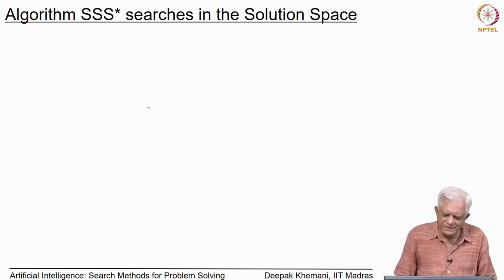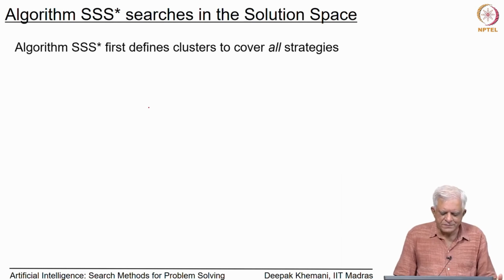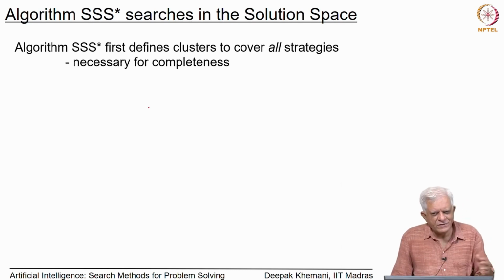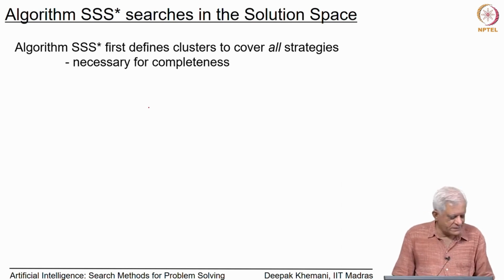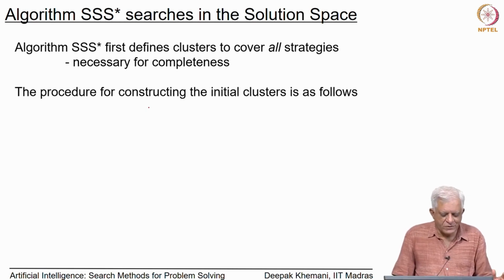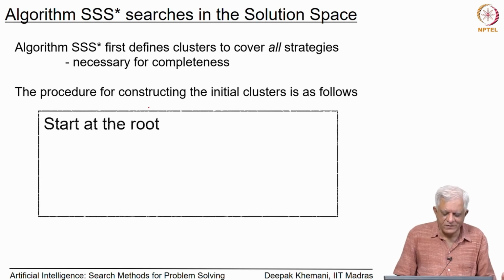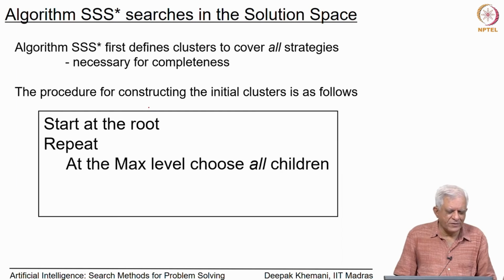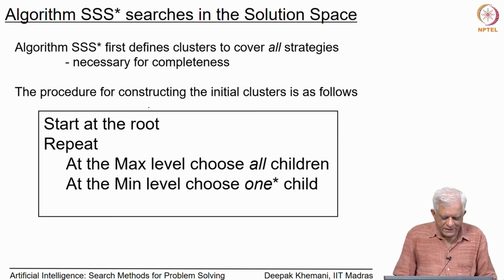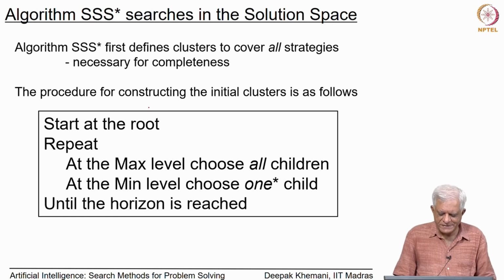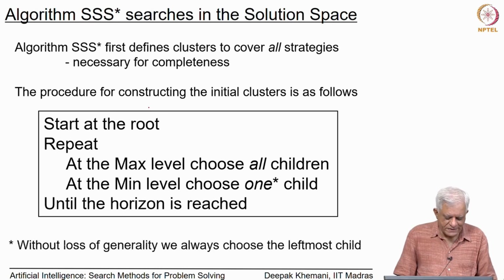Now, algorithm SSS star searches in the solution space, in the space of strategies, and it does the following. You first define clusters to cover all strategies. Remember we said there are 8 strategies in our small tree, and we need to cover all those 8 strategies, and we had guessed that we need 4 leaf nodes to cover them. Those nodes can be found by a procedure for constructing the initial clusters, which says: start at the root and repeat the following. At the max level choose all children, because you want to cover all possible strategies, and at the min level choose one child, because you just want to have a partial strategy, and you do this till the horizon is reached essentially.